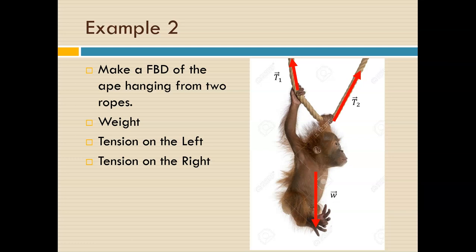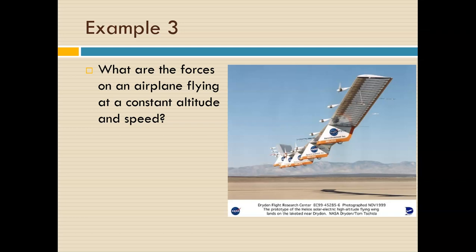All right, I got another exercise for you. Oh, wannabe aviators. What are the forces on this airplane flying at a constant altitude and at a constant airspeed? The airplane is flying from the right to the left. If you're curious, this is a solar-powered airplane.